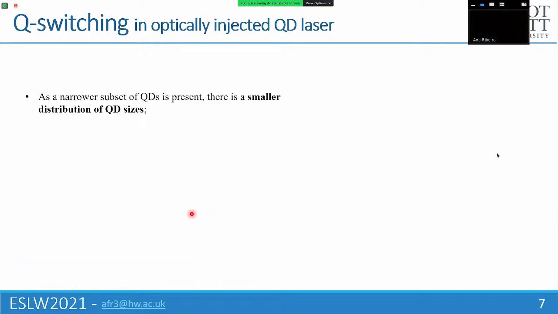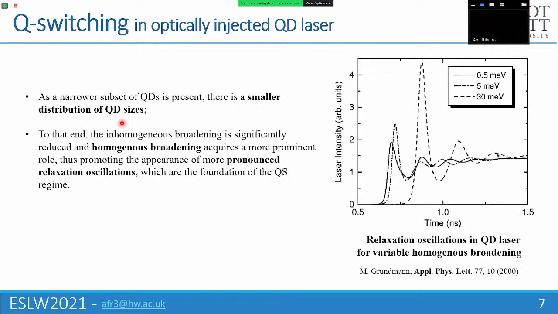So, as there is a narrower subset of quantum dots present, there is also a smaller distribution of the quantum dot sizes. And when we do the link between Q switching and relaxation oscillations, and we know that as we increase the homogeneous broadening, we also have more pronounced relaxation oscillations, we can say that in this case, we are creating a sort of similar situation where the inhomogeneous broadening is somewhat being reduced. And so this promotes the more pronounced relaxation oscillations, which are the foundation of the Q switching regime.